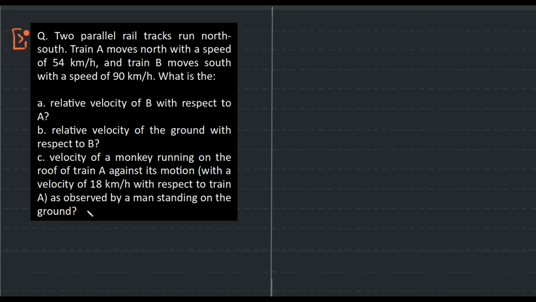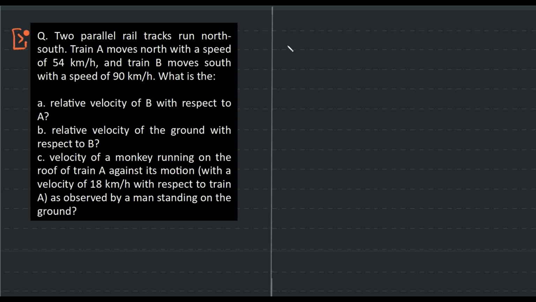Two parallel rail tracks run north-south. Train A moves north with a speed of 54 km/h and train B moves south with a speed of 90 km/h. What is the relative velocity of B with respect to A, and the relative velocity of the ground with respect to B? Okay. The velocity of a monkey running on the roof of train A against its motion with a velocity of 18 km per hour with respect to train A, as observed by a man standing on the ground.